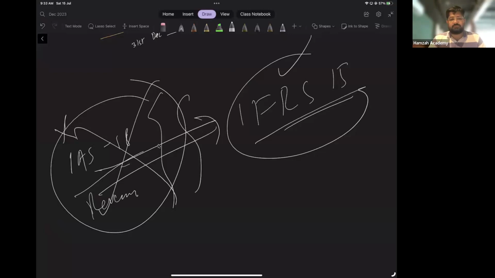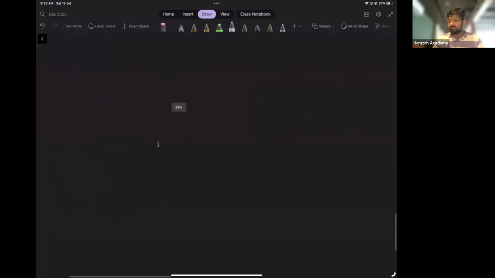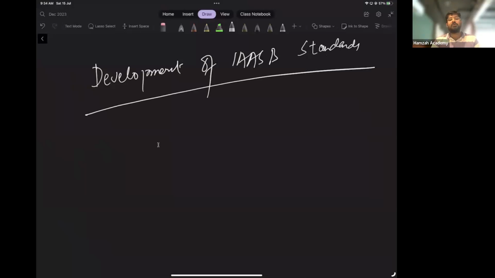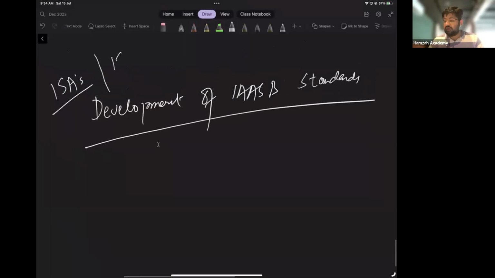So the next point, with which this chapter will wind up, chapter number 2, is the development of IAASB standards. In the last class, I told you about ISAs, International Standards on Auditing, and ISQCs, International Standards on Quality Control. Two names I told. They are issued by the International Audit and Assurance Standards Board.